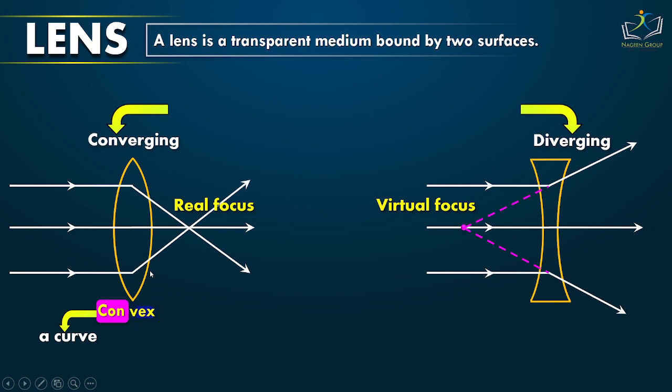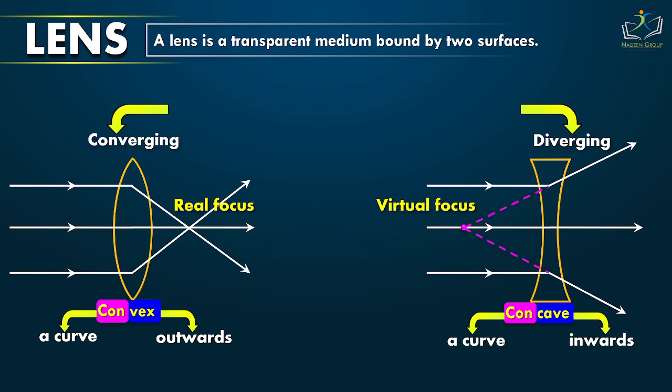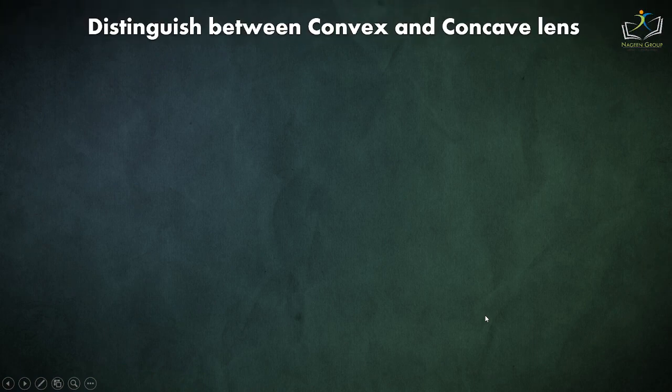Con means curve, and vex means outward, a curve which is outward. We have concave: con means curve, cave means inward. A curve which is outward is called a converging lens. A curve which is inward is called a diverging lens.